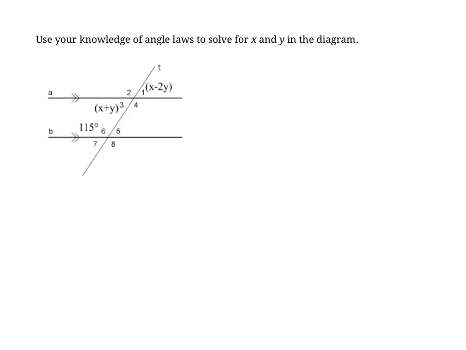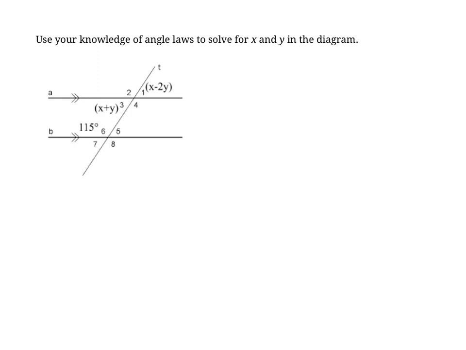Another type of problem that you could see involving linear systems requires you to use your knowledge of angle properties and angle relationships. So this particular question just does that, and it asks you to use your knowledge of angle laws to solve for x and y as indicated in the diagram. So we have two lines marked A and B, and they are being cut through by a transversal. And then we've got some marked angles and some marked information.